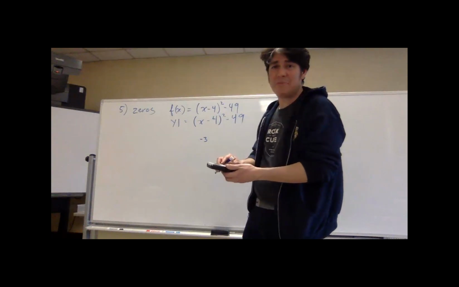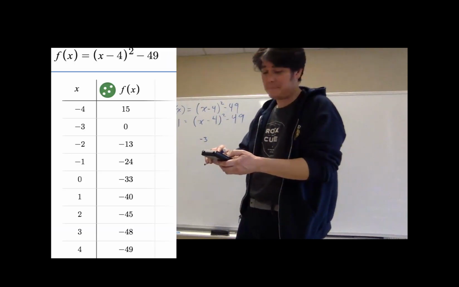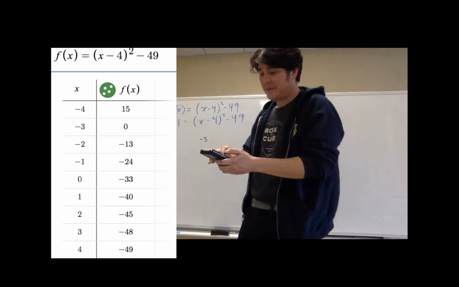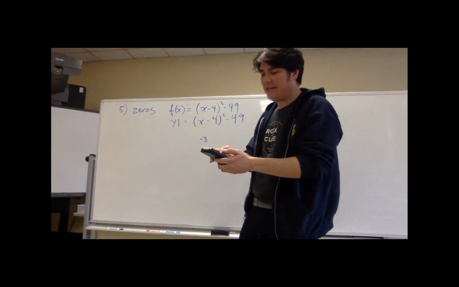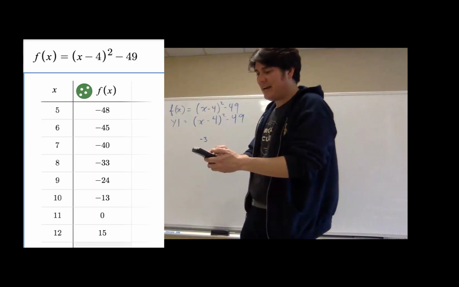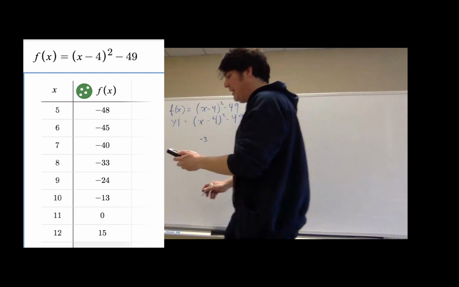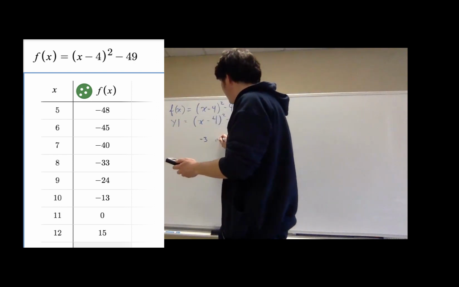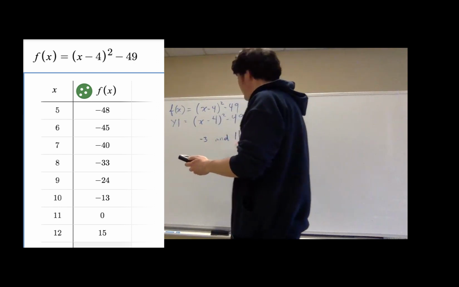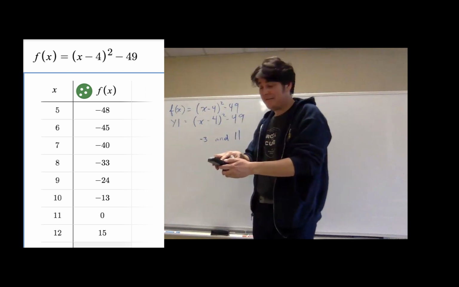Well, I'm going to quickly go to my table. Here's what that table looks like. And I'm going to scroll through my table until I find that other 0. And I can see that on the table I'm looking at, it gives me 11. Because 11 is the x value where the y value is 0.